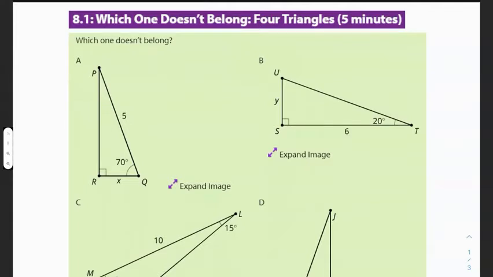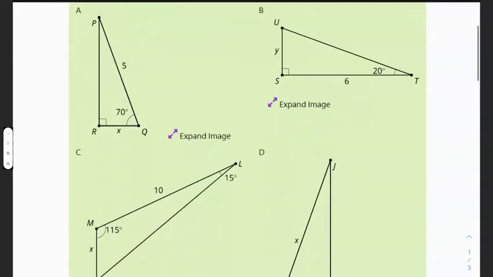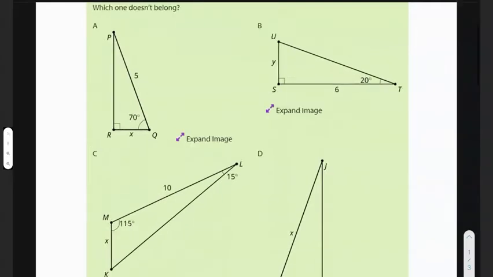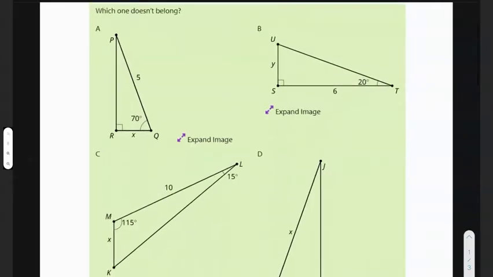So which one doesn't belong? Let's take a look. Let me zoom out so we can see all four at the same time. All right. So go ahead and pause the video and try to figure out which one doesn't belong. And that's a pretty open-ended question, so don't be surprised if you have multiple answers. Okay, so hopefully you paused the video, and this is the first time I'm looking at it.